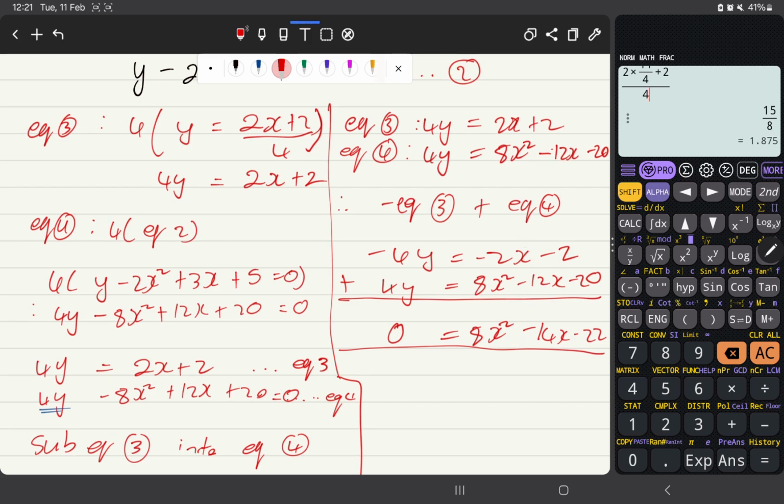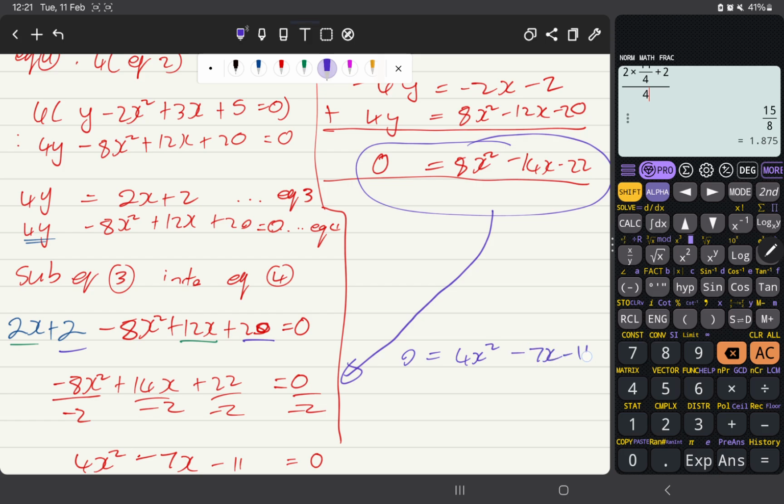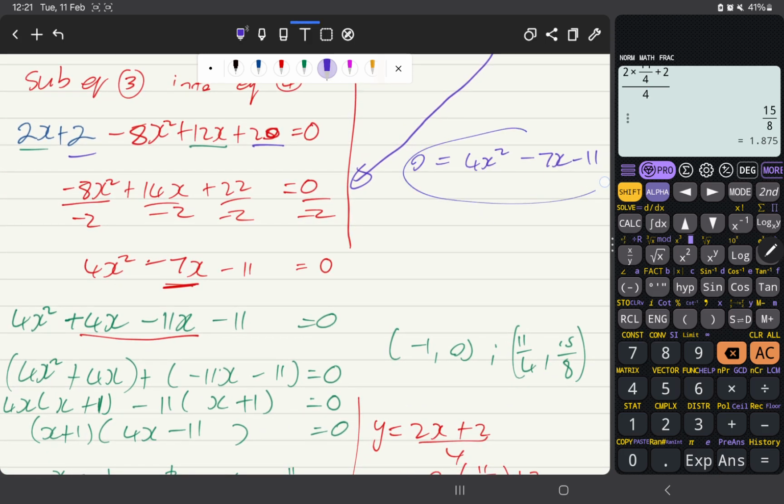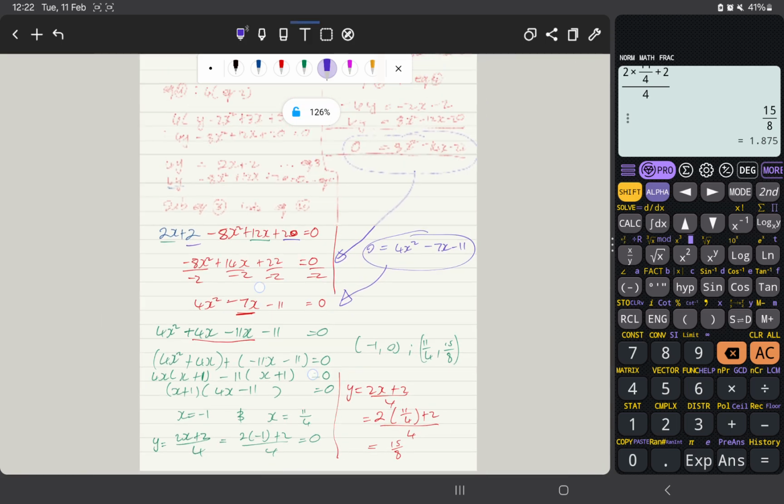Everything is just the same as what we had. You look at this equation and you look at what we have right here. The next step is dividing by 2, so you end up having 0 equals 4x squared minus 7x minus 11, which is the same expression we had before. From there on, everything is the same: you factorize, find the values of x, then find the values of y by substituting. Right, cool.